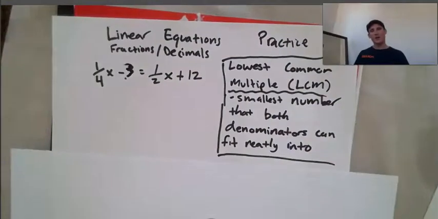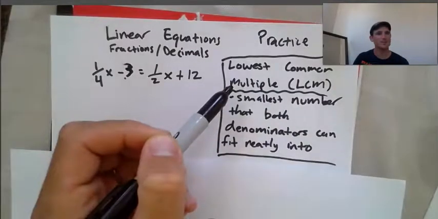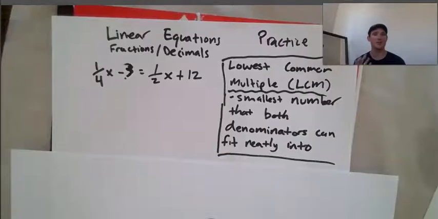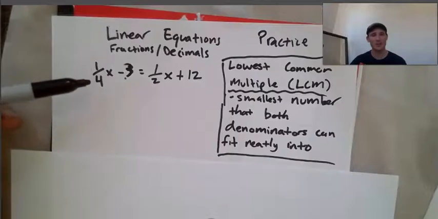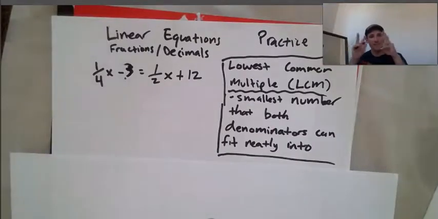Okay, so when we're solving equations with fractions, we want to think about this thing called an LCM, right? And so an LCM is basically the lowest common multiple. And basically what that means is, what is the smallest number that both denominators fit into easily? Okay, so remember, denominators are the bottom number. So what's the smallest number that both 4 and 2 fit into easily, right?